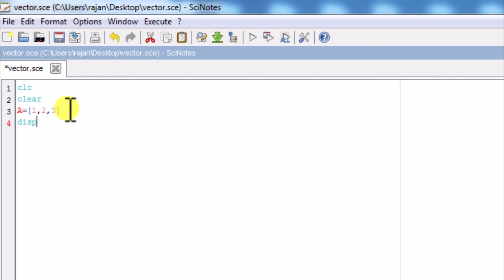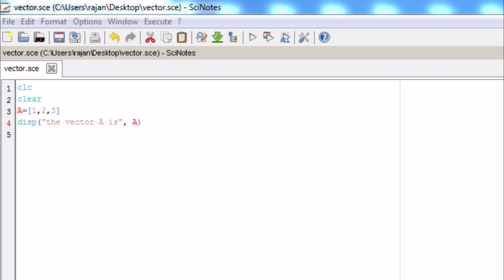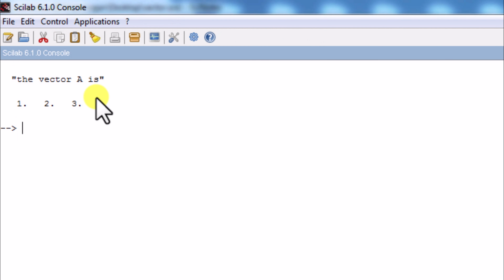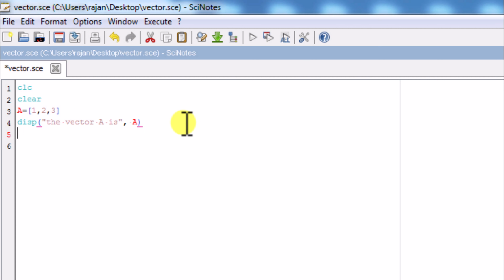And let us now display this. The vector A is, comma A, and now let us display the vector on the console. So we can see the vector A is here. Now let us come to the addition and subtraction of the vectors, and for that we will define one more vector, say B, 3, 2, 1. So this is the vector B. Now let us display this vector B on the console also. So now we have defined the vector B also.